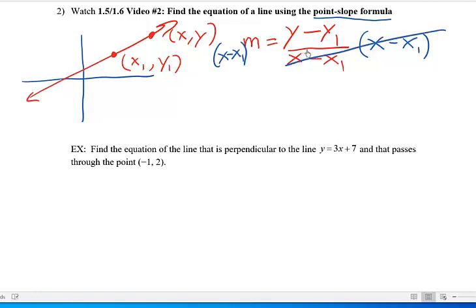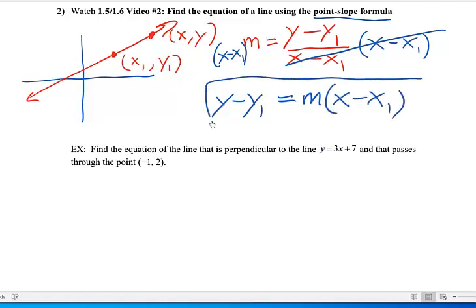Here, these things cancel. Let me also rewrite it in the other direction. So I'm going to put the y stuff on the left, y minus y1, and then the other stuff on the right. So I have the m, and I also have the x minus x1. So this thing right here that I just wrote down is called the point slope formula.